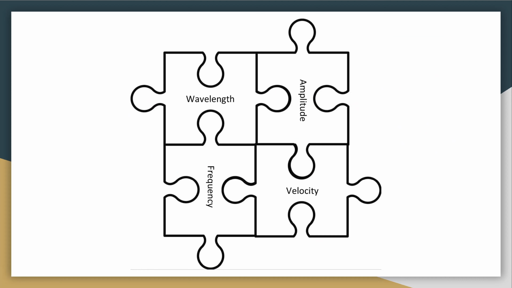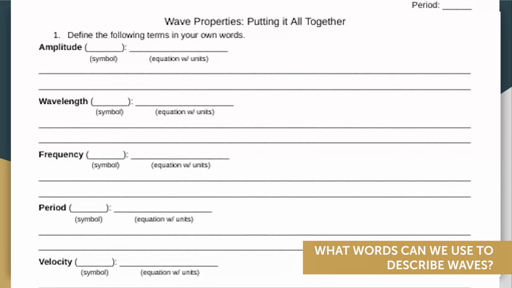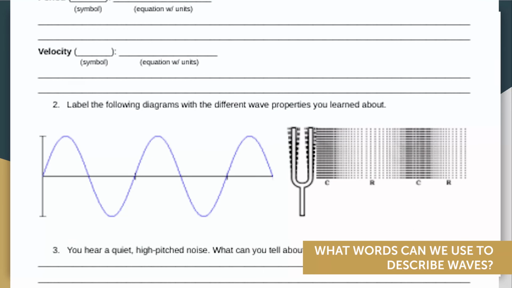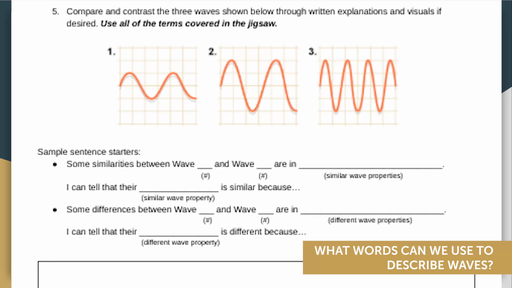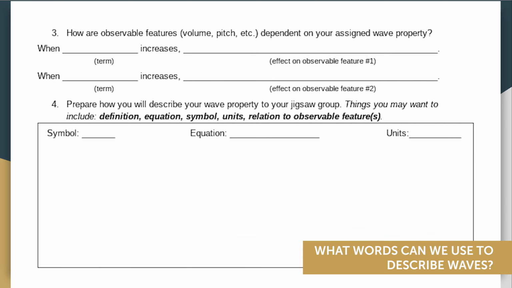The second activity is the wave property jigsaw. In this activity, students become an expert on a wave property term and explain their findings to their peers. They will be given opportunities to practice using this vocabulary to give them academic language to communicate their ideas throughout the unit. By the end of the unit, students should understand what words they can use to describe waves.